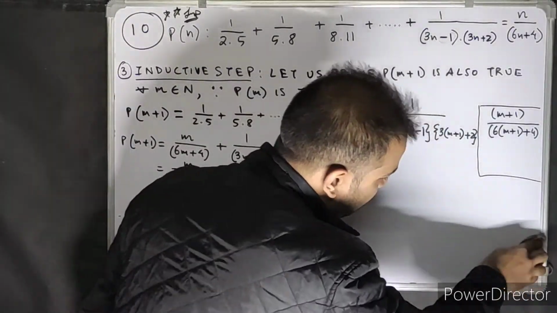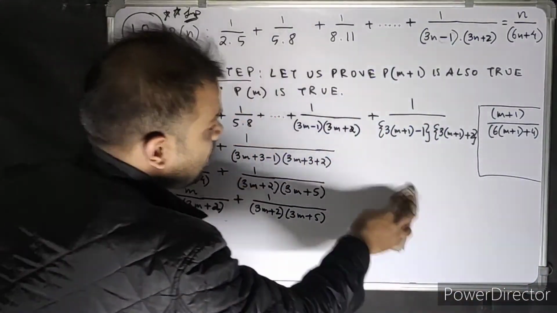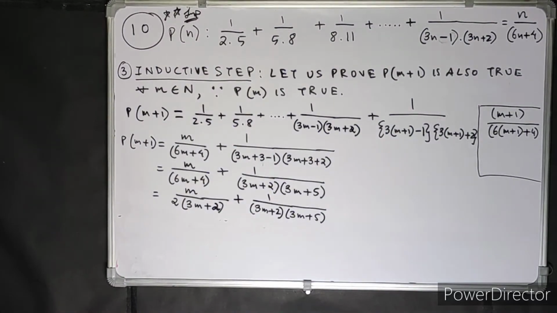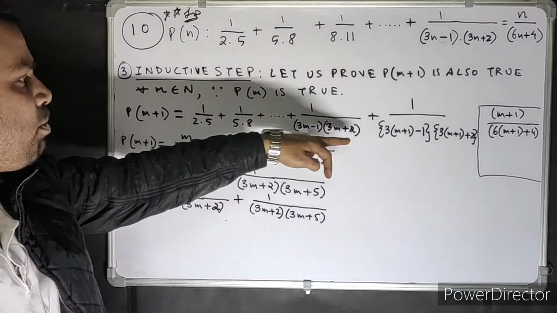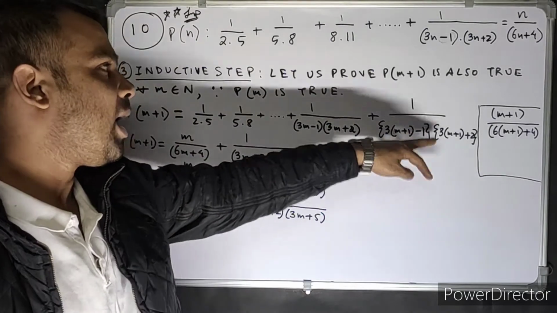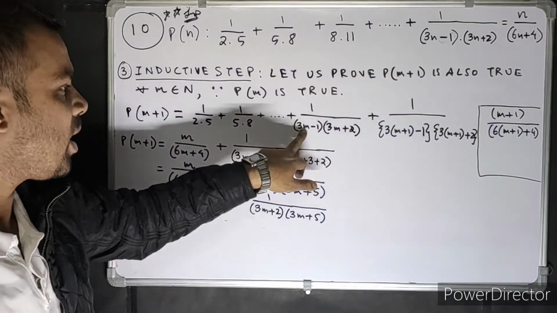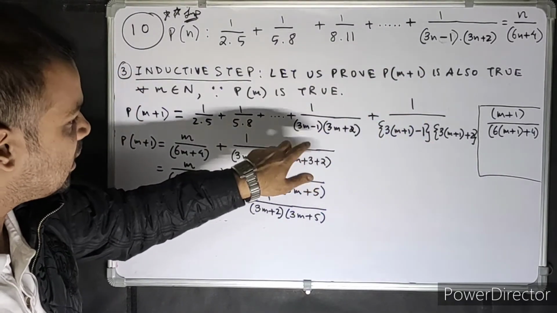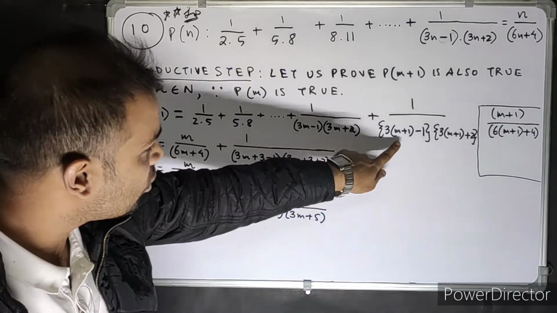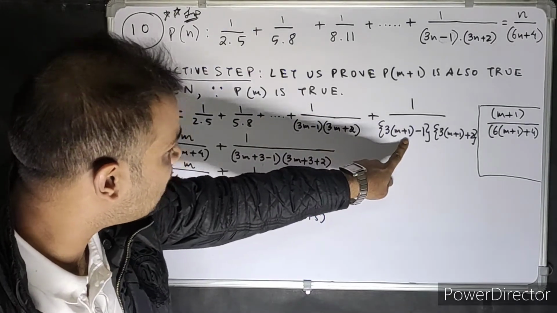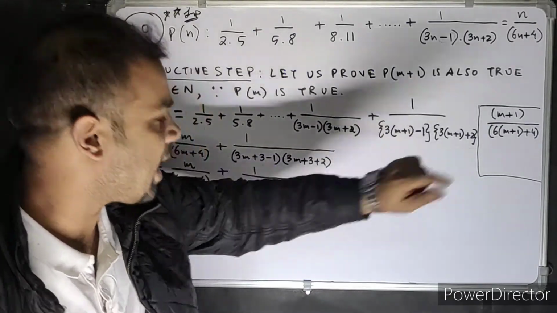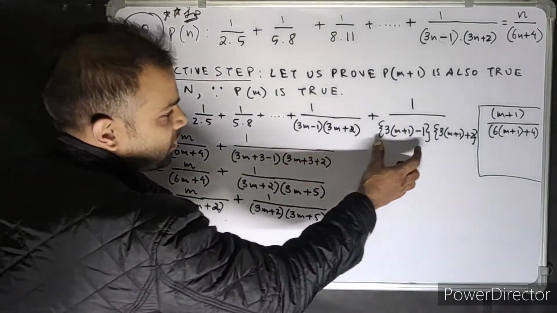So what's my next step? See what I have done. Understand what I have done. Look very carefully. This part I had replaced, and this part you just have to put m plus 1. Instead of m, you have to put m plus 1. See, this is 3m. So instead of m, I put m plus 1 here, and over here also I put m plus 1. So this is actually this first part.